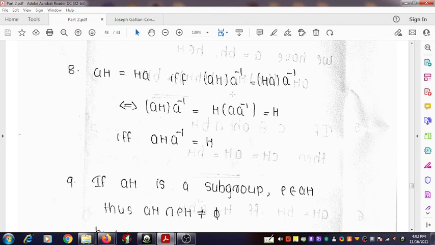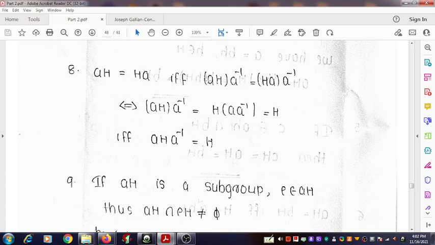AH equals HA if and only if H A inverse equals HA into A inverse, and that's there. That happens if and only if H A inverse equals H, and that's equal to H. Therefore, if and only if H A inverse equals H. So that way we can easily prove it.